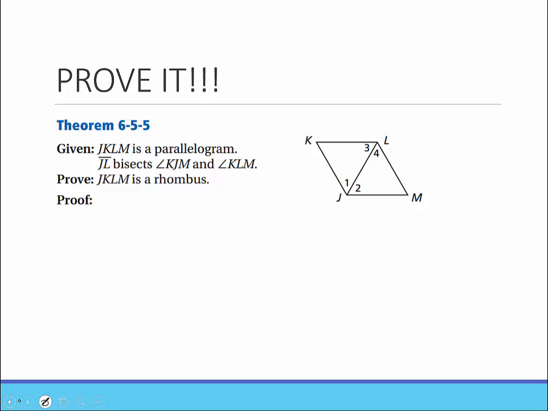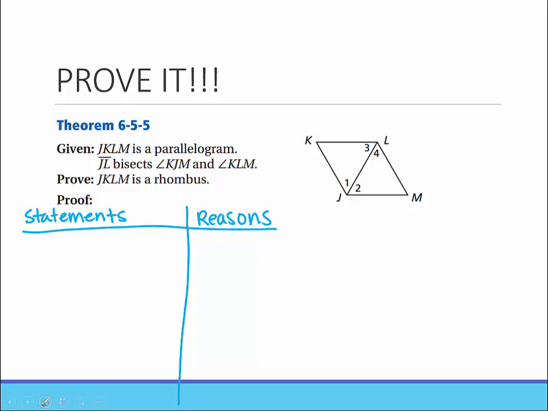I'm going to tell you that you have a parallelogram here, and I'm going to tell you that JL bisects some things. We need to prove why that makes it a rhombus. So let's write our two-column proof with our statements and our reasons. Now let's put our givens down first. We have that JKLM is a parallelogram.